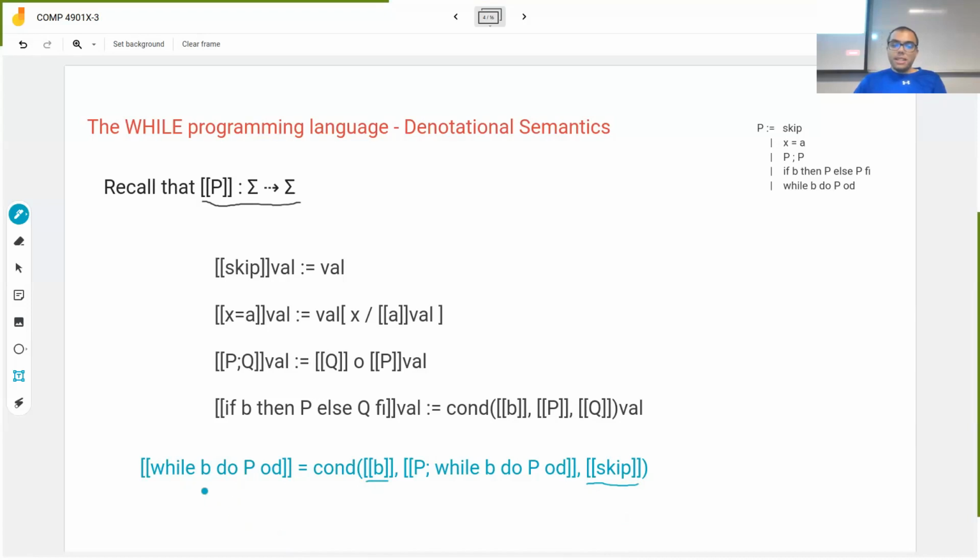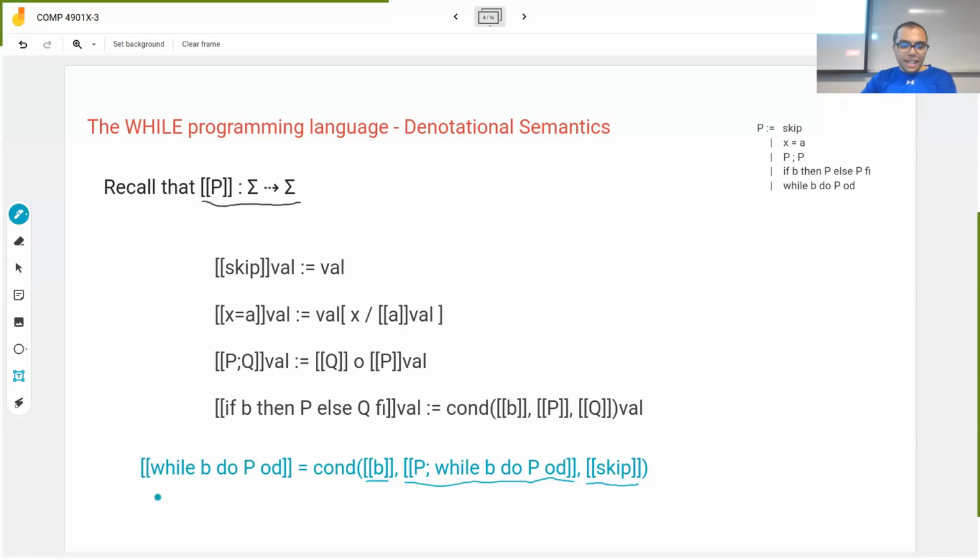But if B does hold, then what should I do? I should run one iteration of my while loop, and then I should run the while loop again, right? So this means that I have to run P once, and after I ran P, I have to run while again. But now this is a problem, because this is no longer step-by-step semantics. I can't just do it step by step. I'm giving a mathematical definition. I'm doing induction here, right?